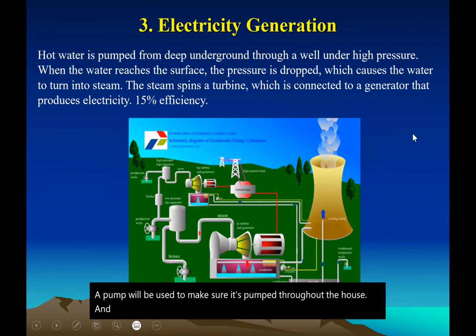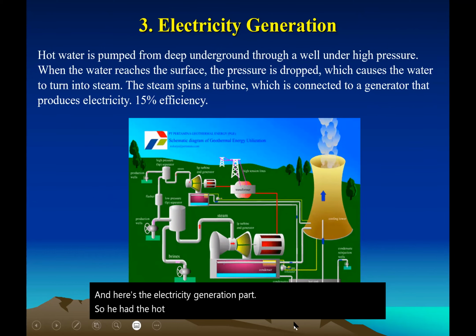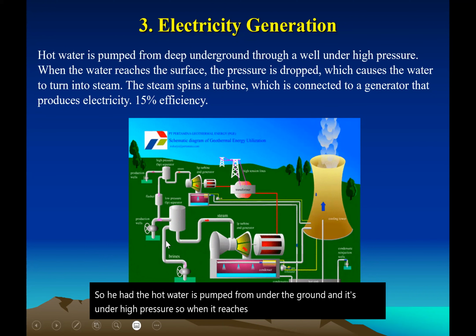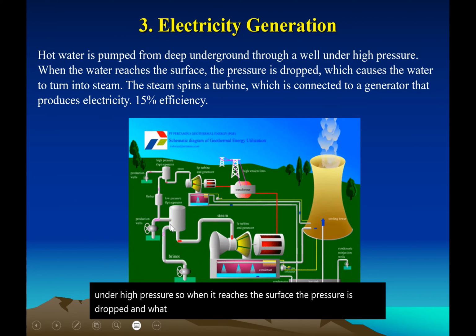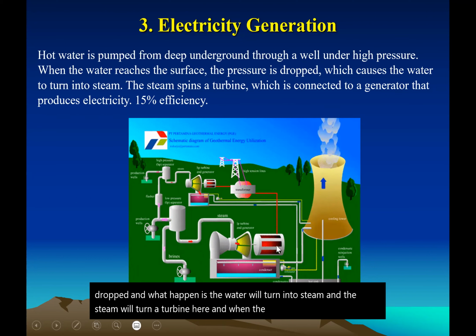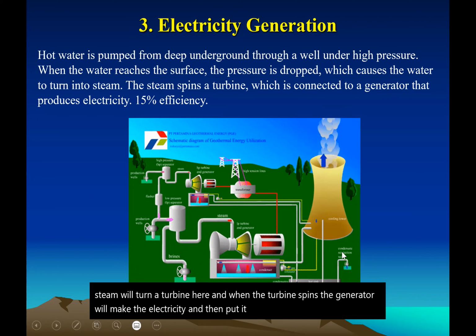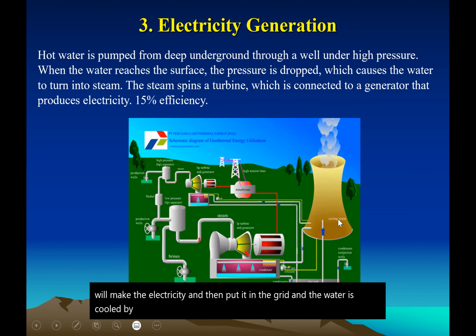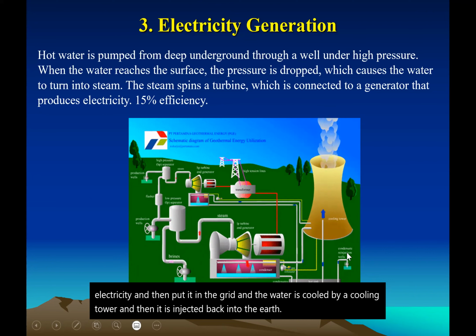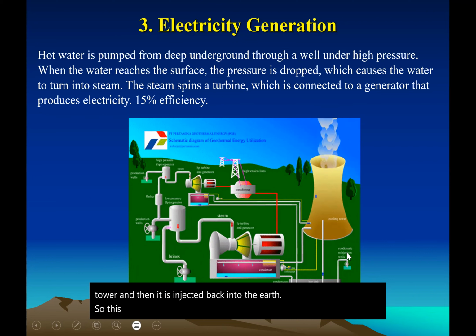And here's the electricity generation part. Here the hot water is pumped from under the ground, and it's under high pressure. When it reaches the surface, the pressure is dropped, and the water turns into steam, and the steam turns a turbine. When the turbine spins, the generator makes the electricity and puts it in the grid. The water is cooled by a cooling tower, and then it is injected back into the earth. This steam turbine efficiency is only 15%, but there's a lot of technology going on to improve the efficiency.